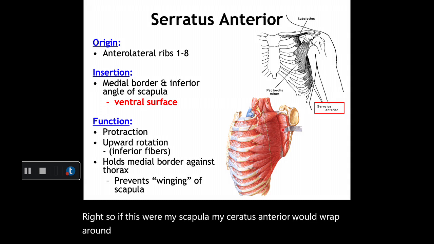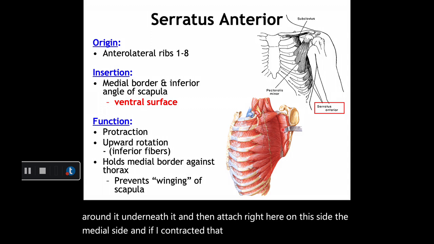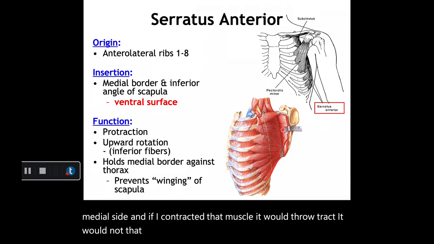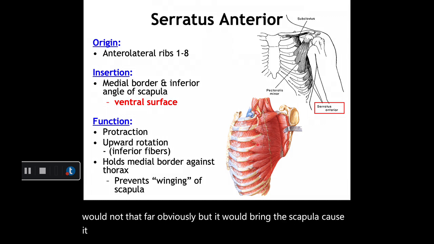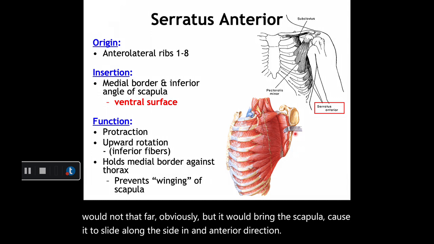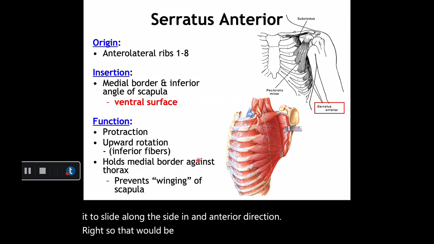Underneath it and then attach right here on this side, the medial side. And if I contracted that muscle, it would protract. It would, not that far, obviously, but it would cause the scapula to slide along the side in an anterior direction. Right, so that would be protraction.